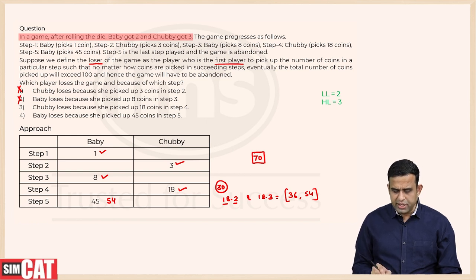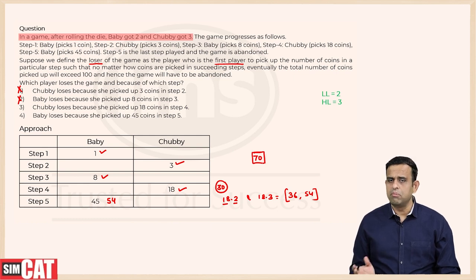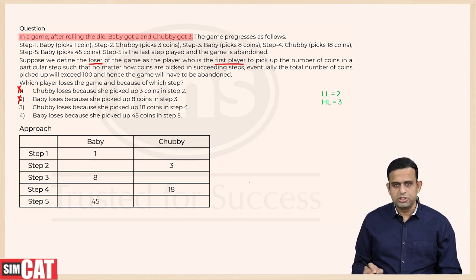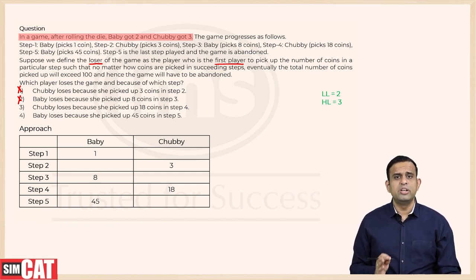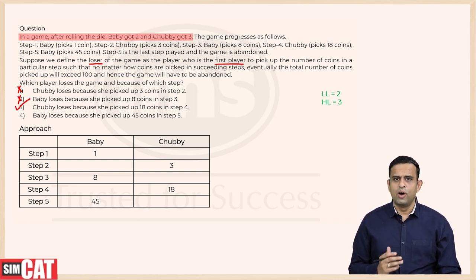And still, if you look at this particular case, the sum goes to only 84, and then one can say 16 more coins have to be picked, but no one can pick 16 coins because the next number should be minimum, one can say, 108 or 162, 54 into 2 and 54 into 3 over here. So what does that mean? The moment Chubby has picked up 18 coins, Baby can't do anything about it, because this is going to lead to a situation where the total number of coins picked up is going to go above 100, and hence the answer for this particular question will be option number 3, where Chubby is a loser because C picked up 18 coins in step number 4 over here.